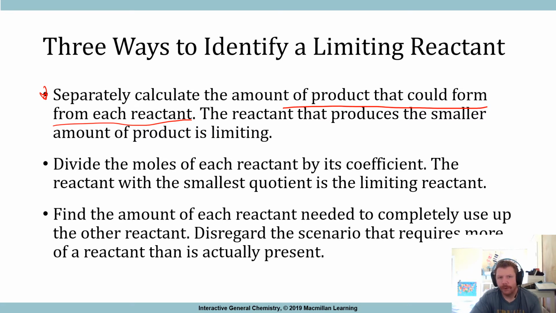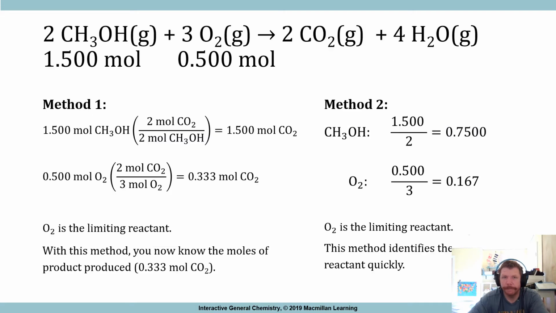Alternatively, you could divide the moles of each reactant by its coefficient. The reactant with the smallest quotient is the limiting reactant. Finally, find the amount of each reactant needed to completely use up the other reactant. Disregard the scenario that requires more of a reactant than is actually present. Now, these are all kind of involved ways to determine the limiting reactant. But the good thing is, as soon as you identify the limiting reactant, you're basically done with that problem.